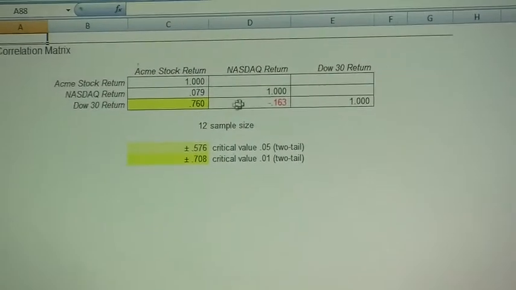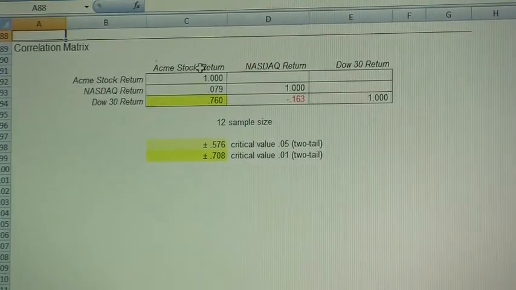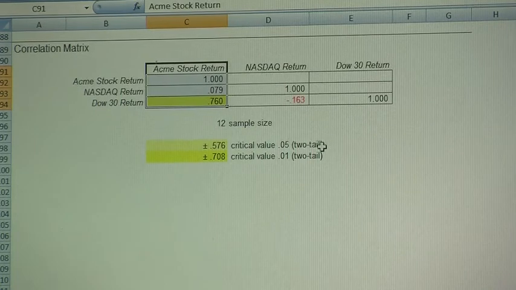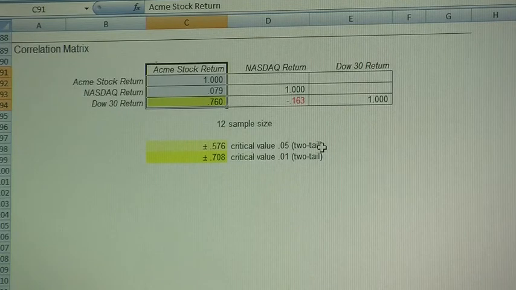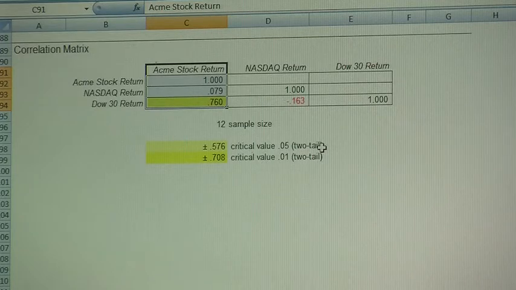And remember, we're interested in whether Acme can help diversify our portfolio. If Acme can help diversify our portfolio, we might decide to add Acme if we think it's going to be a decent stock. We might decide to add Acme not only because we think it'll have good returns, but because we think it will reduce the riskiness of our portfolio by increasing the diversity of our portfolio.